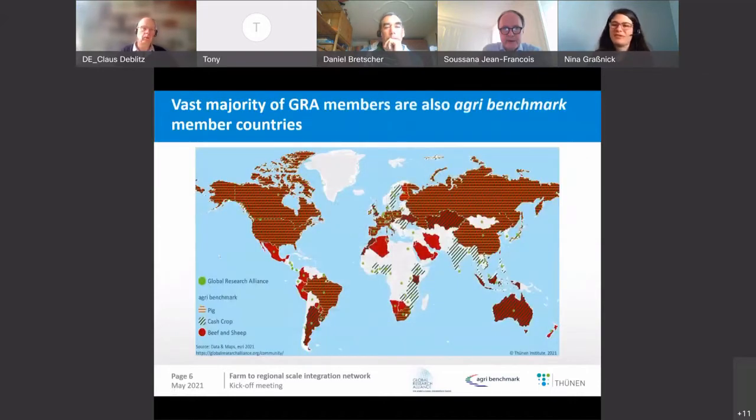Before that, I want to present here this map of AgriBenchmark activities, which you see in the colored countries and the green dots, which are member countries of the GIA. And we actually see a lot of overlap here, which brings a big potential for collaboration. And with this, I hand over to Yelto, who will present some possible connecting points between AgriBenchmark and the GIA.